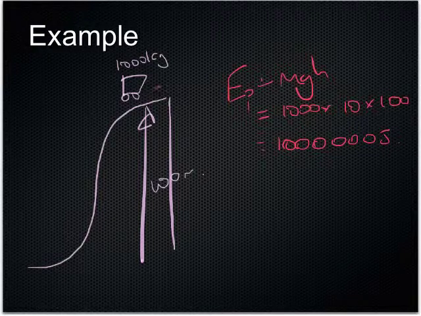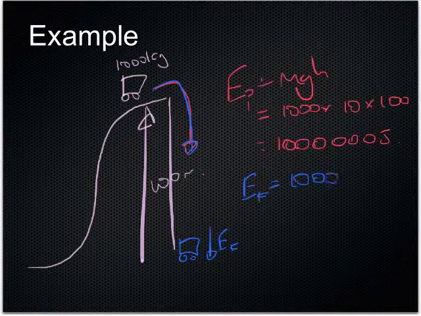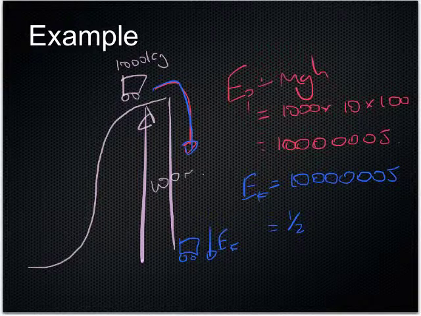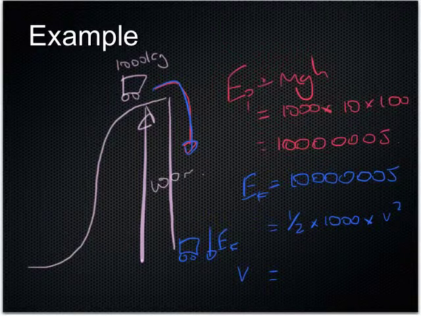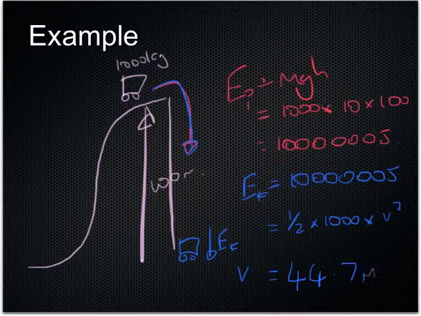Now if it actually drove off the end and came down just before it hit the ground, what would its kinetic energy be? Well, the kinetic energy would be equal to 1,000,000 joules. Okay? And you could actually solve that by saying that 1,000,000 is equal to half times 1000 as mass times speed squared. Okay? You could try it yourself and you should get a speed of 44.7 meters per second.